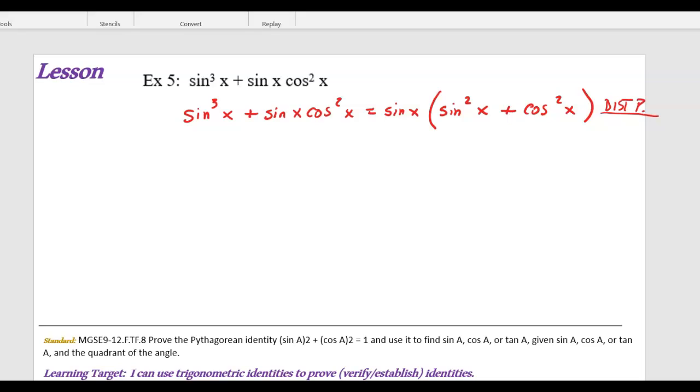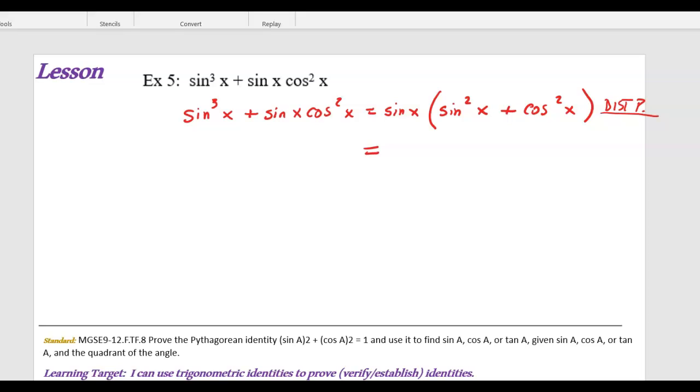Once again, you can say factored, that's fine. So I factored out sine of x. So sine of x times sine squared of x is sine cubed of x. I'm just doing a quick check. Yes. Now, once again, I've seen students do this proof and they've gone all over the world.